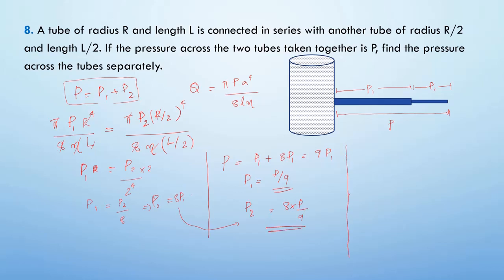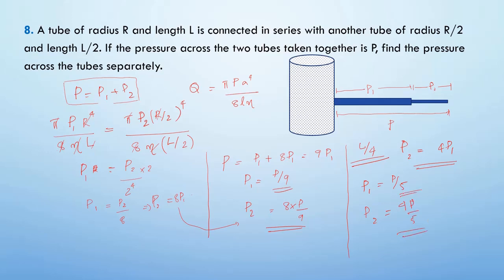If the length was not L by 2, suppose the length was L by 4, then we will use the equation with L by 4 and the relation between P1 and P2. Suppose it was L by 4, the relation between P1 and P2 will be like P2 is equal to 4 P1. In this case, we will have P1 equal to P by 5 by substituting into the first equation, and P2 will be equal to 4 P by 5.